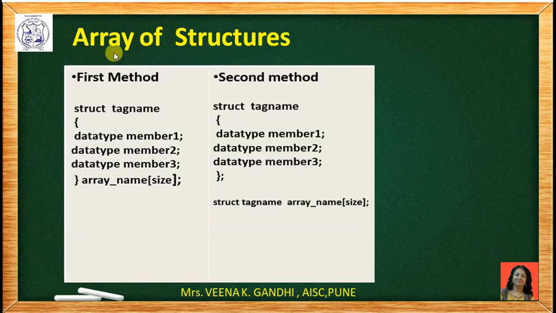Now how to declare an array of structures? Again, there are two methods for declaring an array of structures. In the first method, you define the structure, and after the closing braces, you create the array and specify the size. So in the first method: struct tag name, in the curly braces data type member 1 up to data type member n. After the closing braces, you immediately give the array name and specify the size of the array. In the second method, you define the structure completely, give a semicolon, and after that write struct tag name, again specify the array name and specify the size.